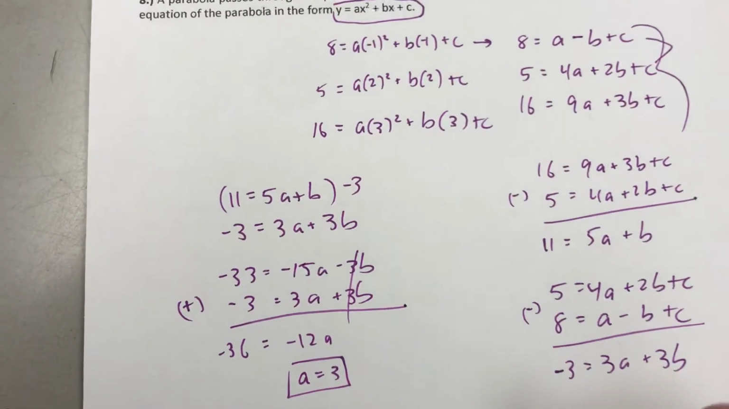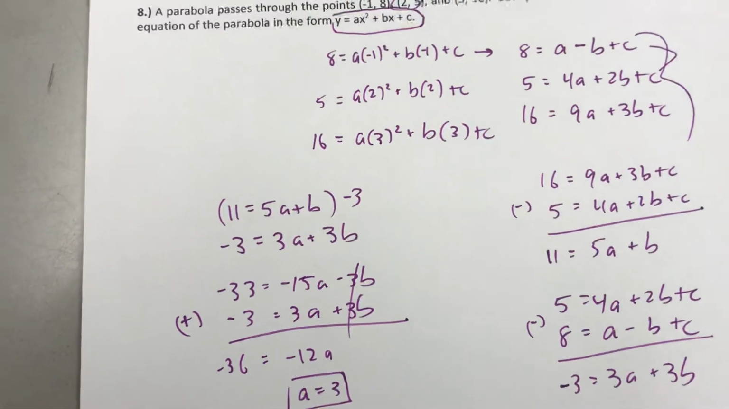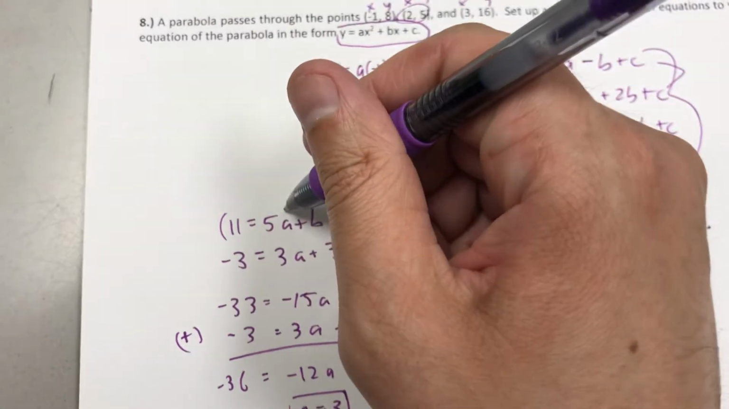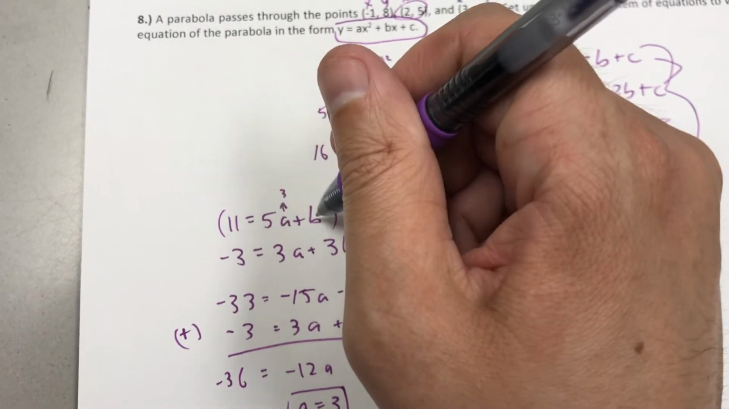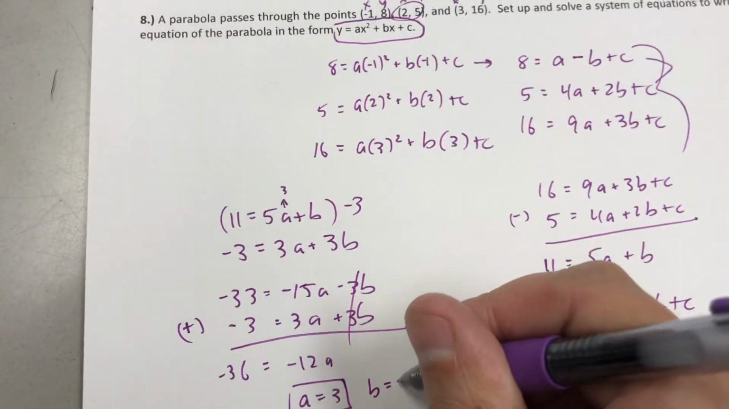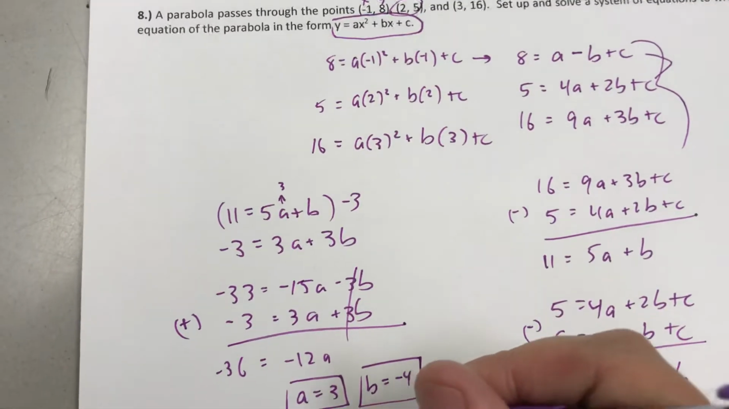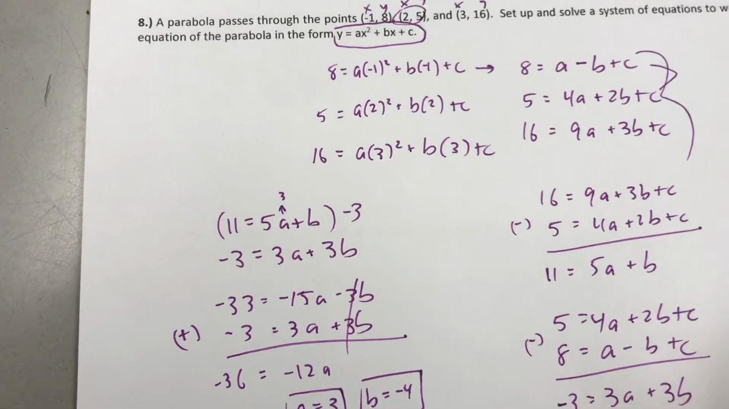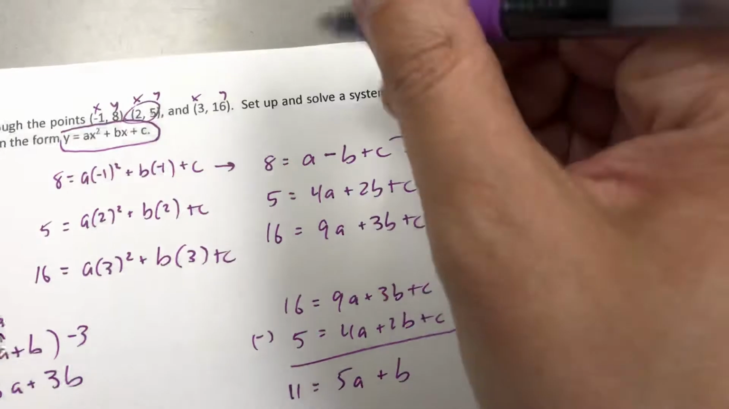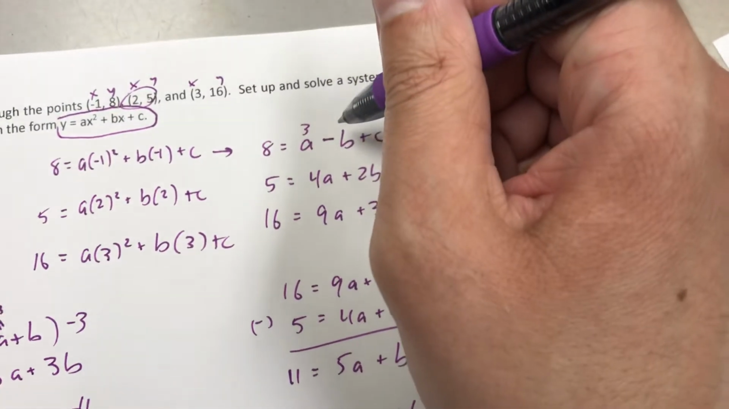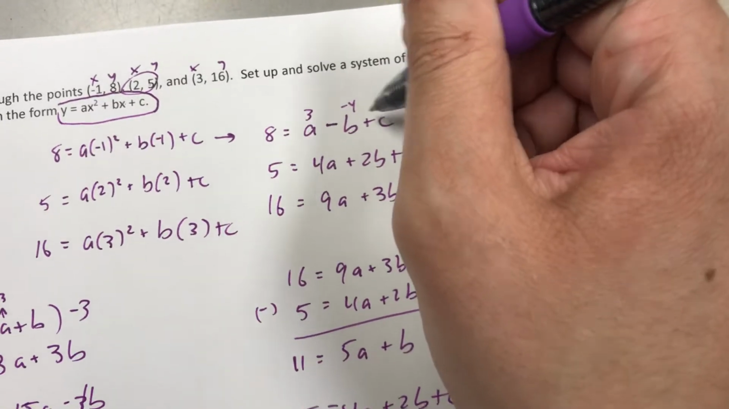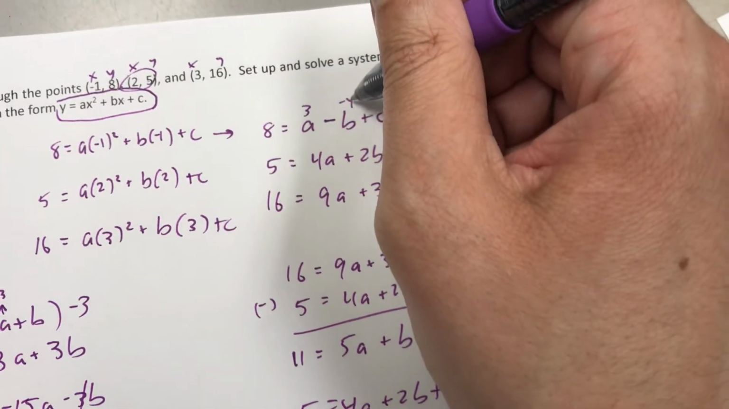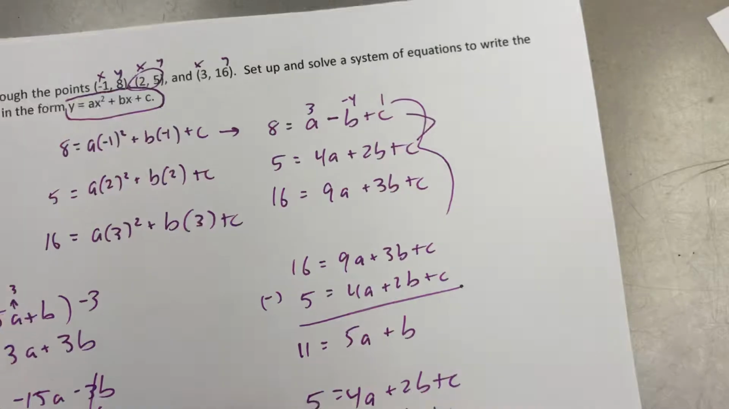If we substitute back into one of these equations, 5a plus b is going to be 11, right? So if a is 3, 15 plus -4 would be 11. So b is -4. And then c, if we substitute back into one of the original equations, if a is 3 and b is -4, that's 3 minus -4 is 7, plus 1 would be 8, so c is 1.